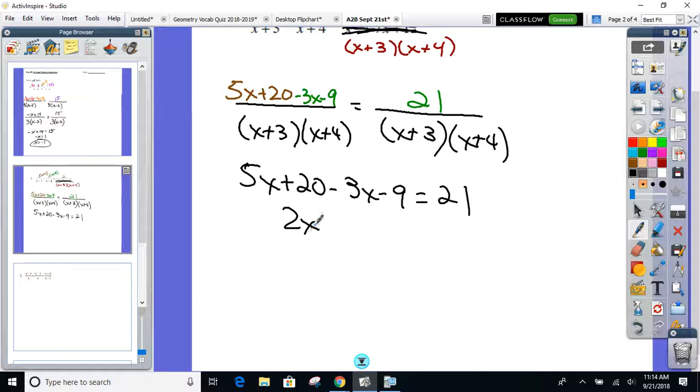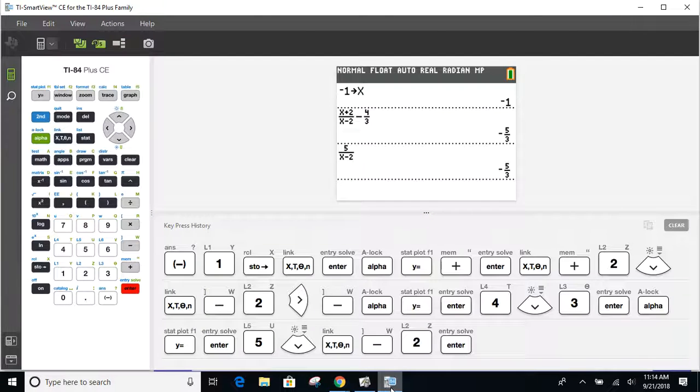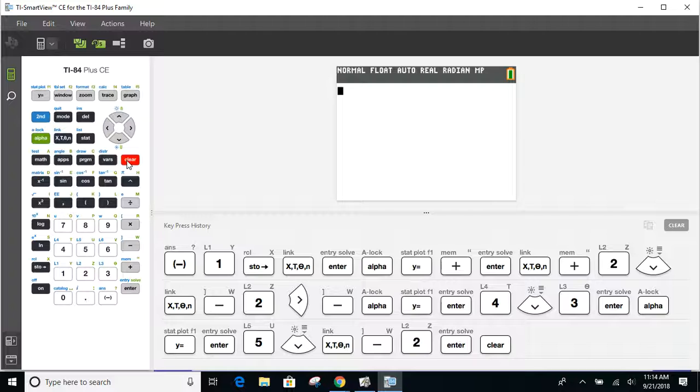We got 2x plus 11. X equals 5, maybe. Everybody getting 5 out? Okay, let's see if I'm going to keep doing this, even though I know you're not big fans of checking, but it's just going to tell you if you got it right or wrong.